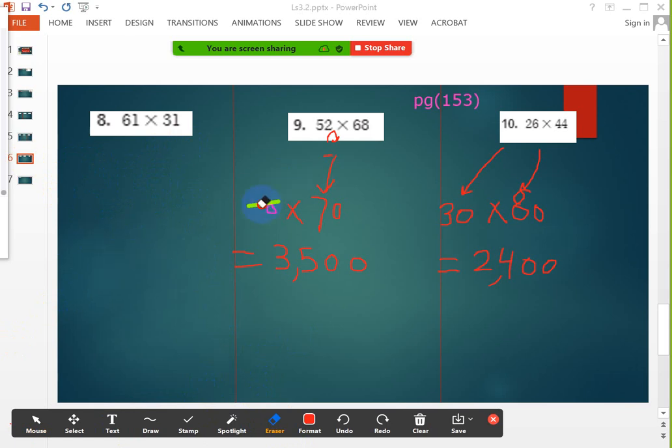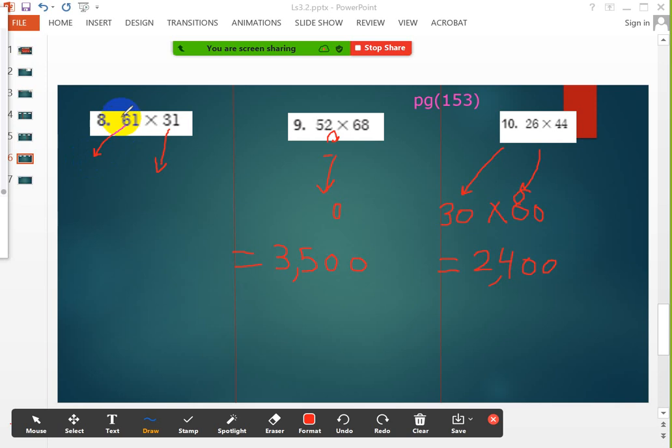Let's see number 8. I think let's see Rinad. Yes, Rinad, dear, I want you to help me to find the estimate for 61 multiply 31. I want you to round 61 first into the nearest 10. It will be?